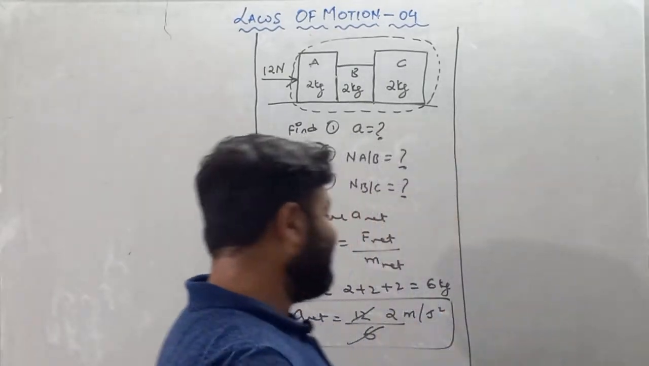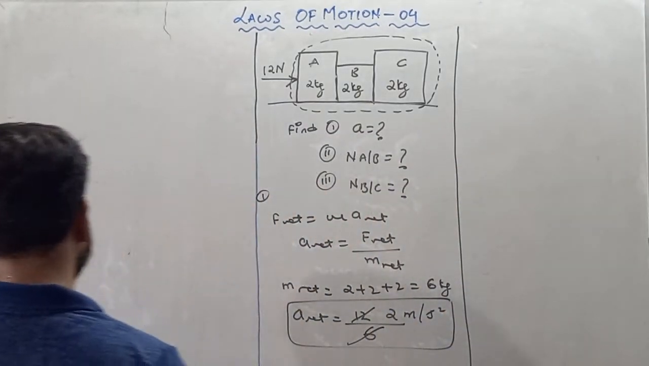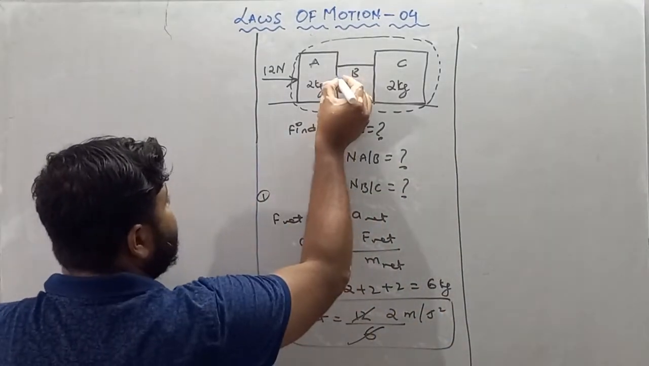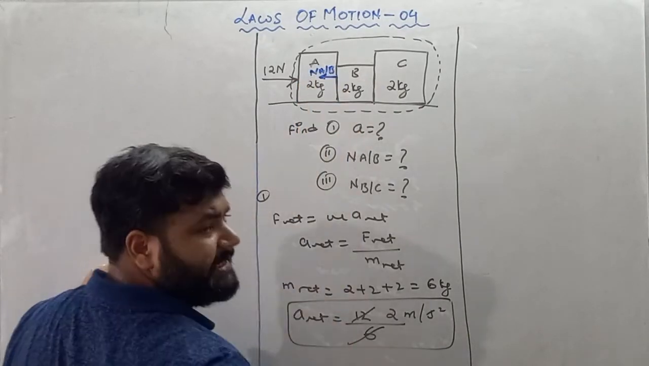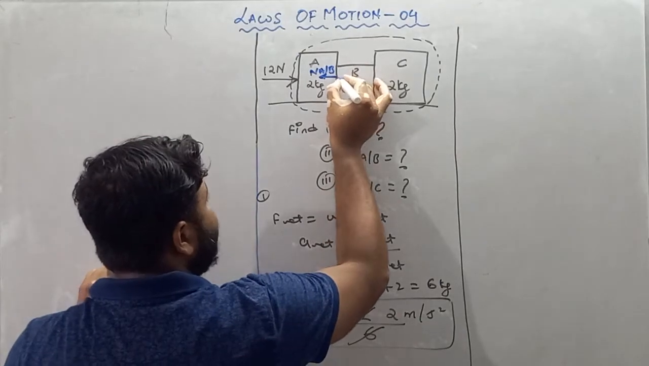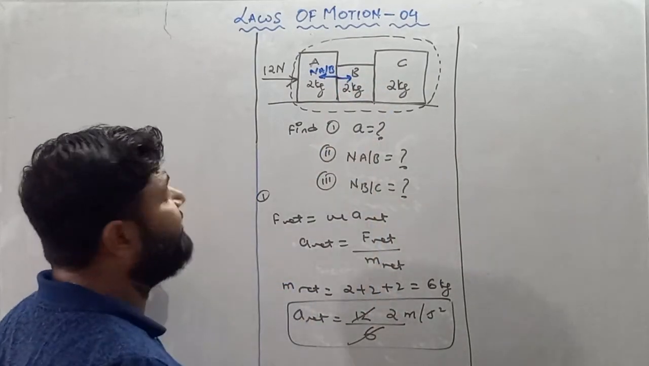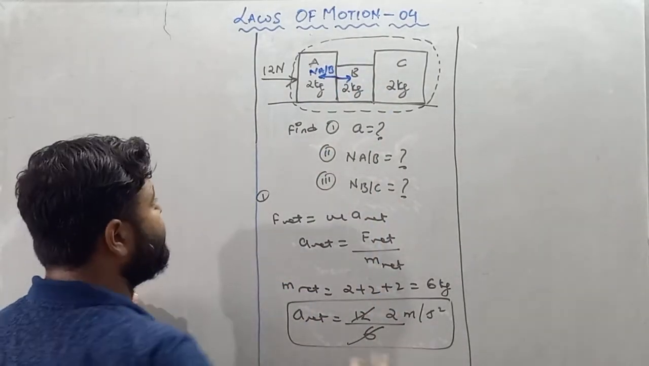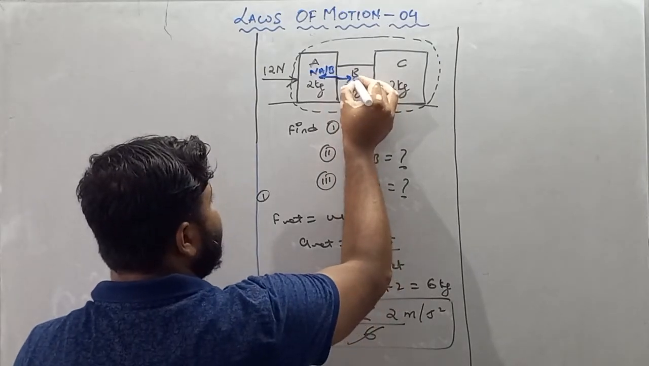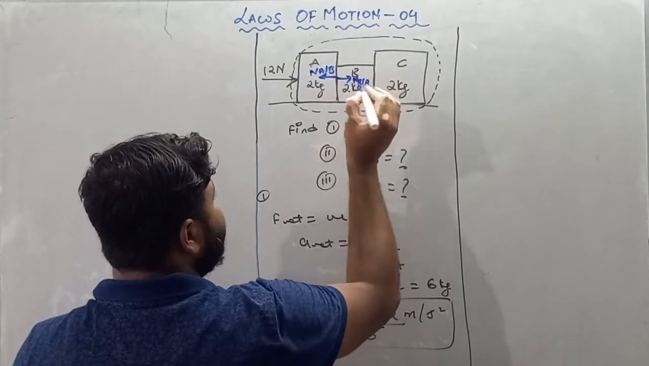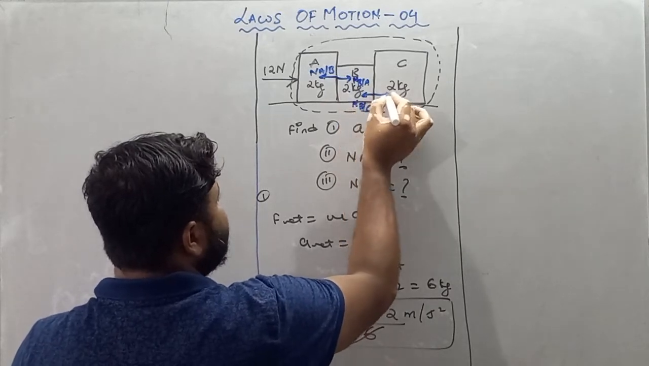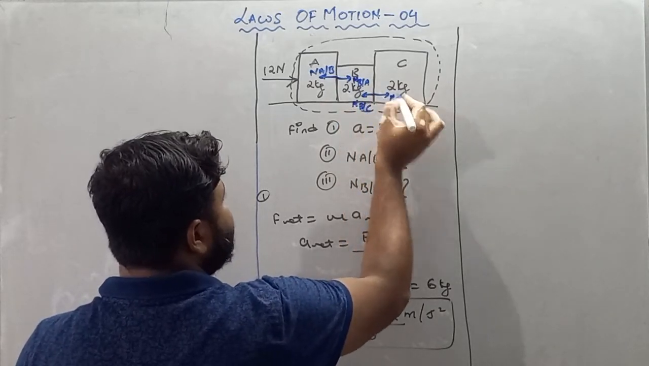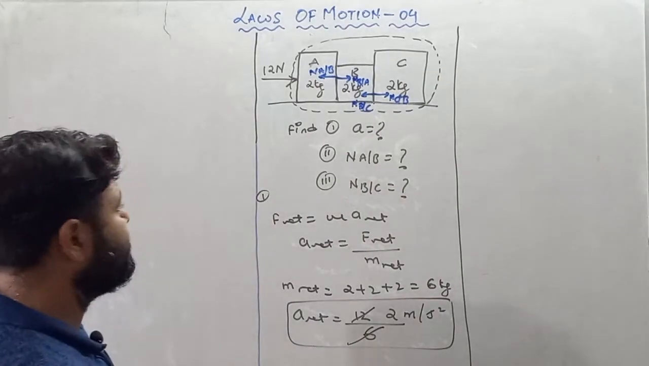I hope you all understand this concept. Moving forward, we know that B applies a normal force on A, that is, normal on A due to B. Similarly, A also applies a force, because we know that every action has an equal and opposite reaction, my dear students. So in this direction, again, normal on B due to A. Similarly, C applies a normal on B, and B applies a normal on C.